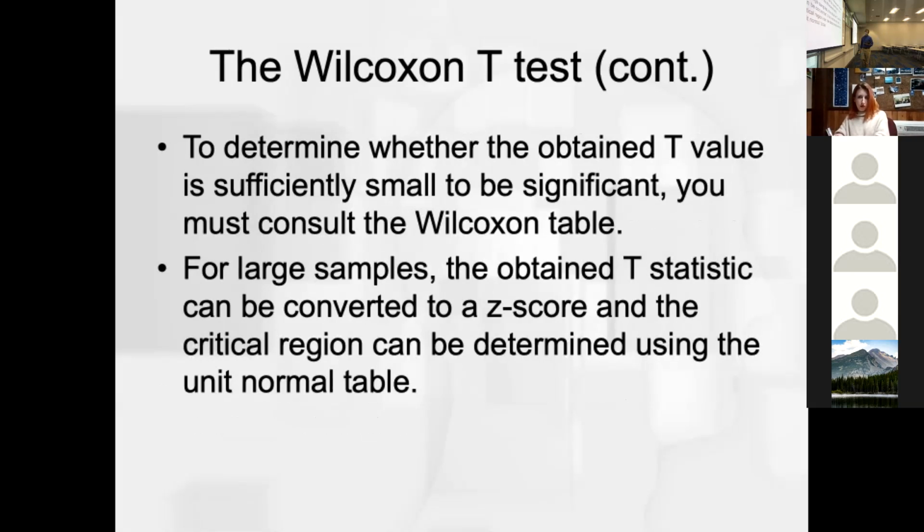Because you all aren't sick enough yet of tables in the back of the book, to figure out whether it's significant, you've got to consult that Wilcoxon table. And as with the Mann-Whitney U, for large samples, the obtained T statistic can be converted into a z-score, and the critical region can be determined using the unit normal table.